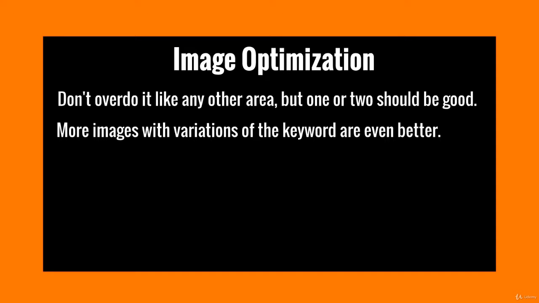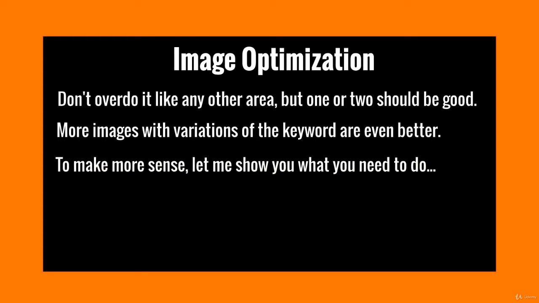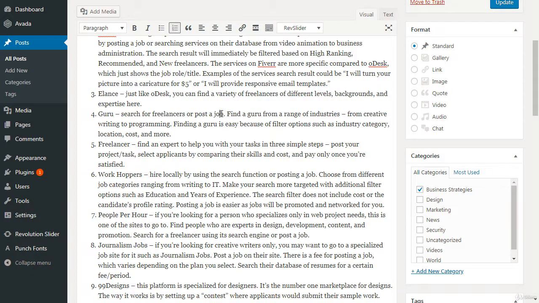So if we are focusing specifically on red shoes as the post, maybe the specific brand name of shoes, you might want to put the brand name. You might want to put like the brand name plus red shoes. You might want to put shoes red or red, something that's a synonym of shoes. So to make more sense, let me show you what you need to do, and I'll give you some more tips along the way. Okay, so adding images and making them search engine friendly is actually very easy to do.